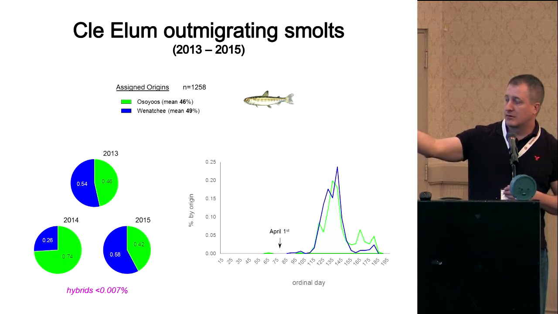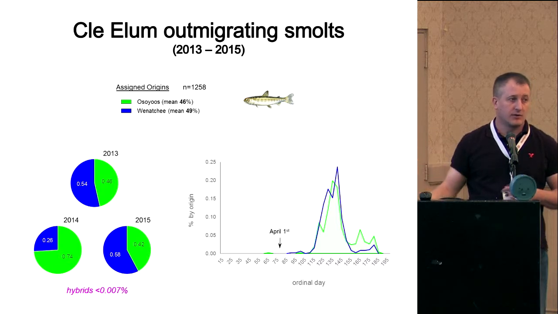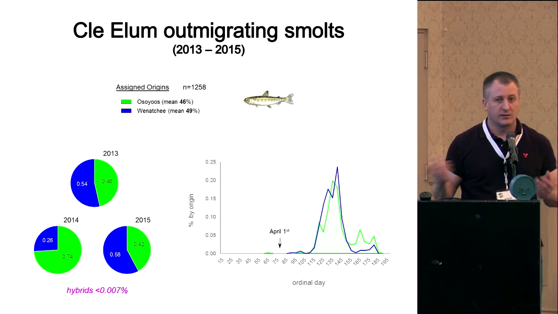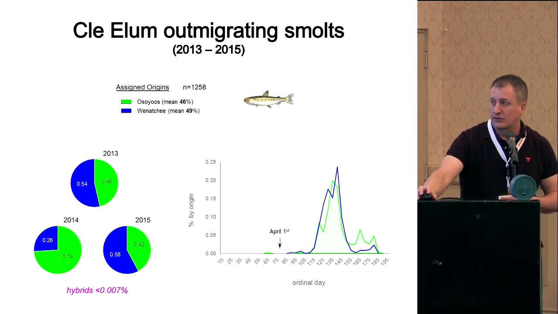It looks like, based on the relatively small sample that we have, 1,258 fish here, there's really no distinction in the out-migration time of these fish. If you look at the histogram on the right here, with ordinal day on the x-axis, they're pretty much coming out at the same time, so there's no distinction there. It doesn't look like we're sampling one and not the other, so it just looks like there's actually a lot of variation from year to year in the proportions.